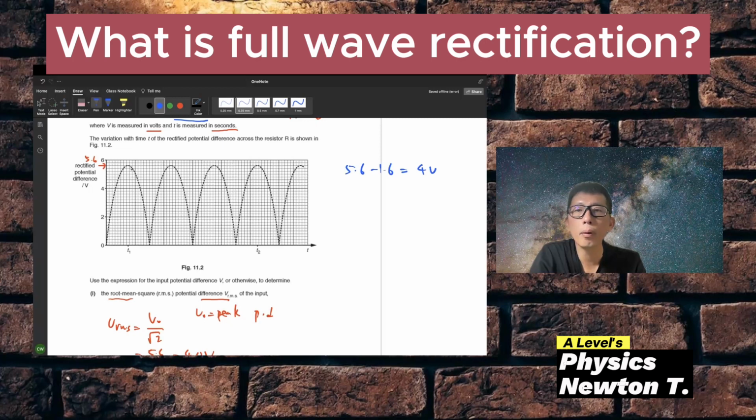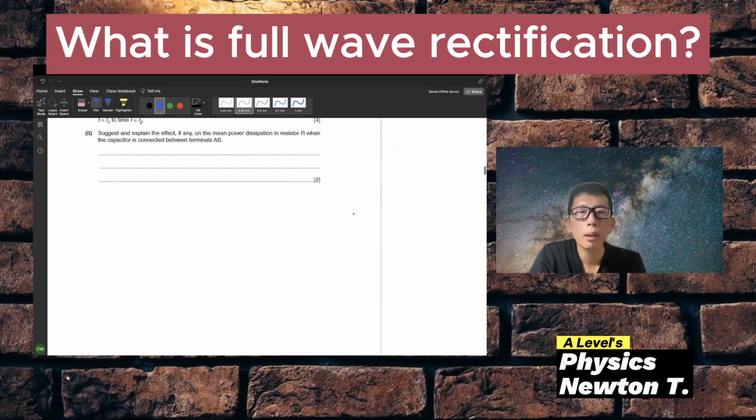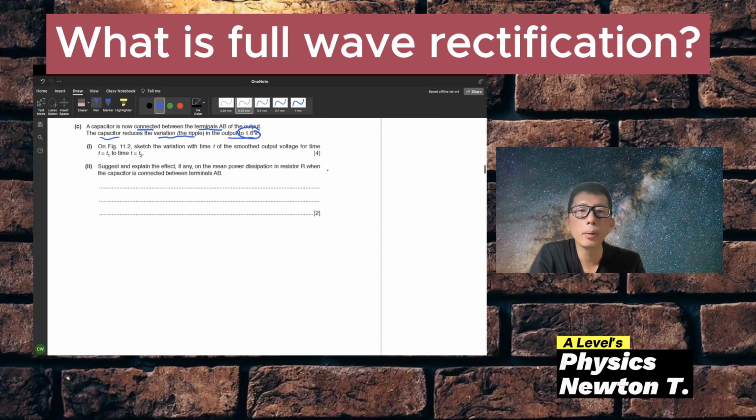Go back to 4. That means this will start discharging until reaching 4, then it goes up, discharges until 4 again, goes up, goes down, goes up. This is the variation of 1.6 volt. That means from the highest value dropping to the lowest value, the difference is 1.6 volt. After you have sketched this one, there are 4 marks for sketching.